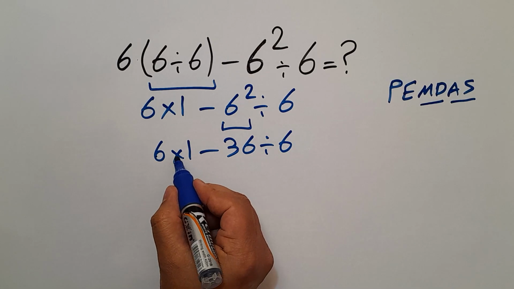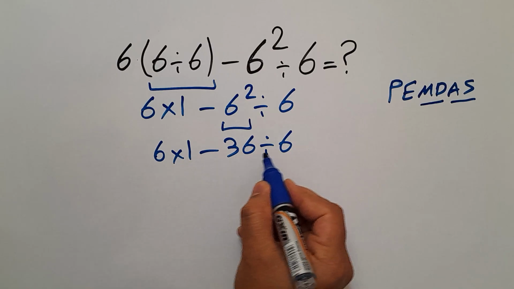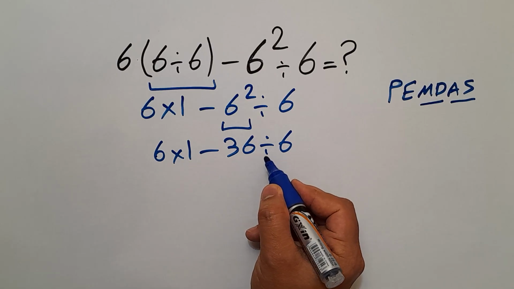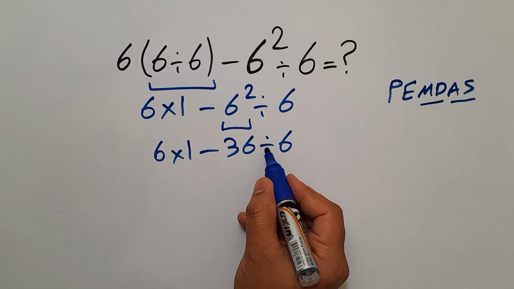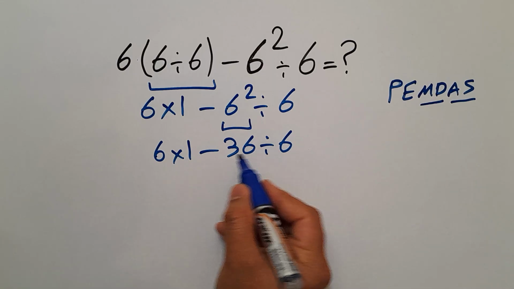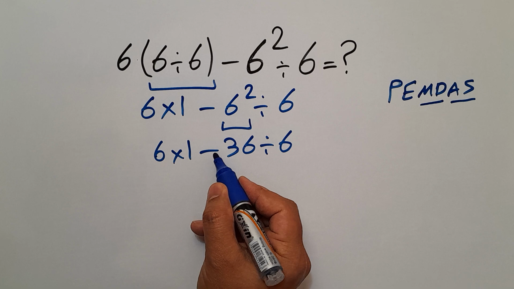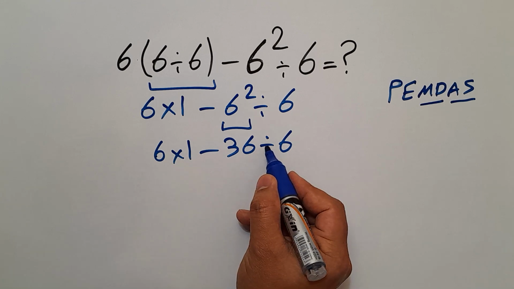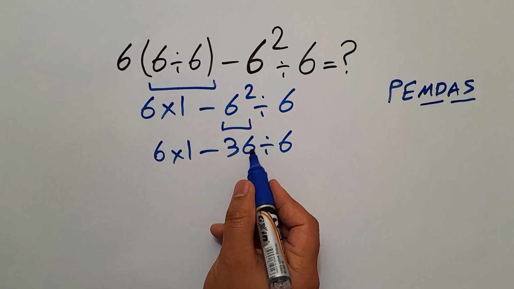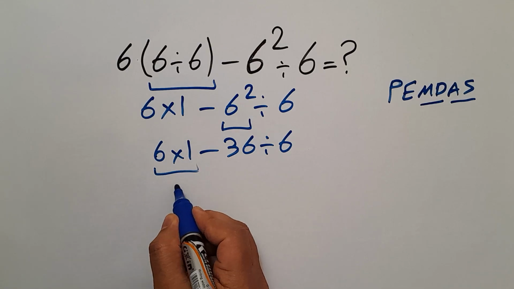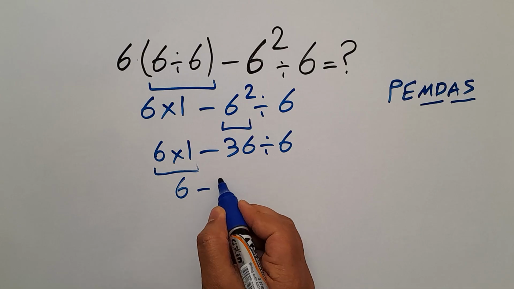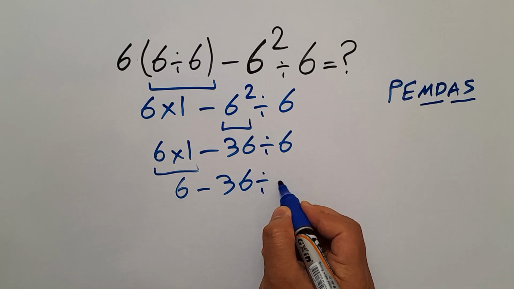Now we have one multiplication, one subtraction, and one division. According to PEMDAS, multiplication and division have higher priority than subtraction. And also multiplication and division have equal priority, and we have to work from left to right. So first this multiplication, 6 times 1 gives us just 6. So 6 minus 36 divided by 6.